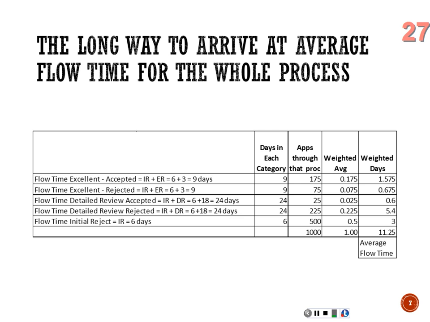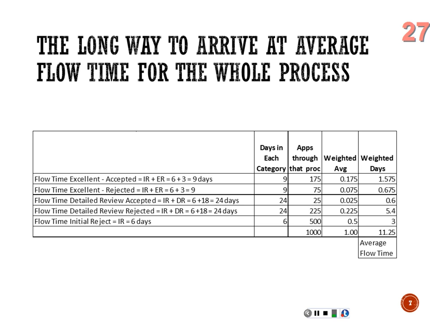And flow time for initial reject is only 6 days because it only goes through that initial review step. So we have the days in each category. We have the applications through each process. And when I'm going to do a weighted average, 175 out of 1,000 is 0.175, right? 75 out of 1,000 is 0.075. So I'm coming up with these weights to apply to the times so I can get the weighted average of the time that a unit takes to go through the process.